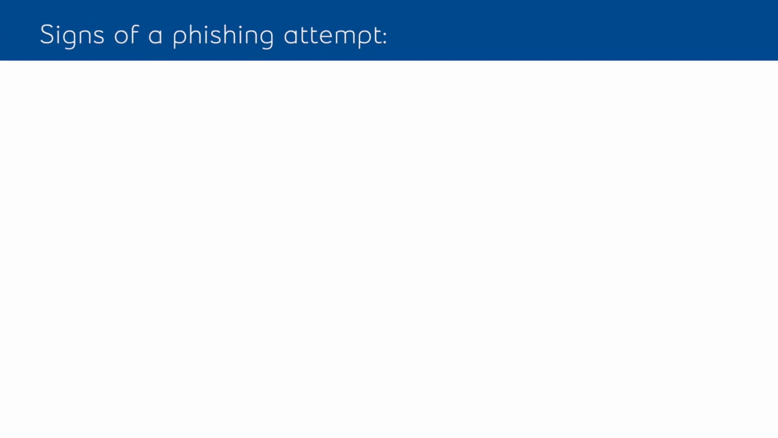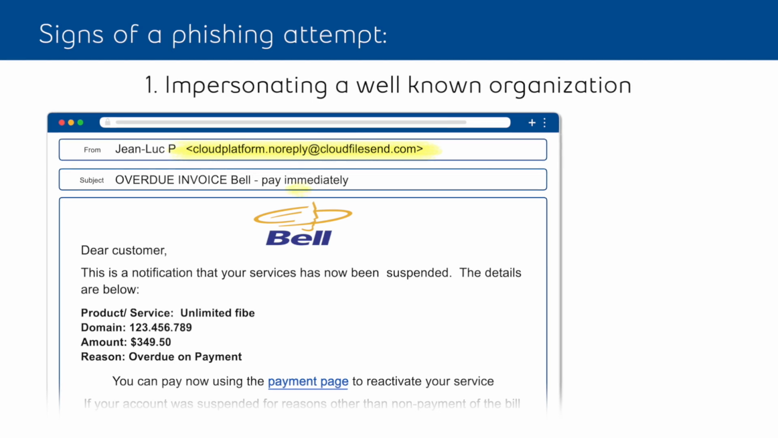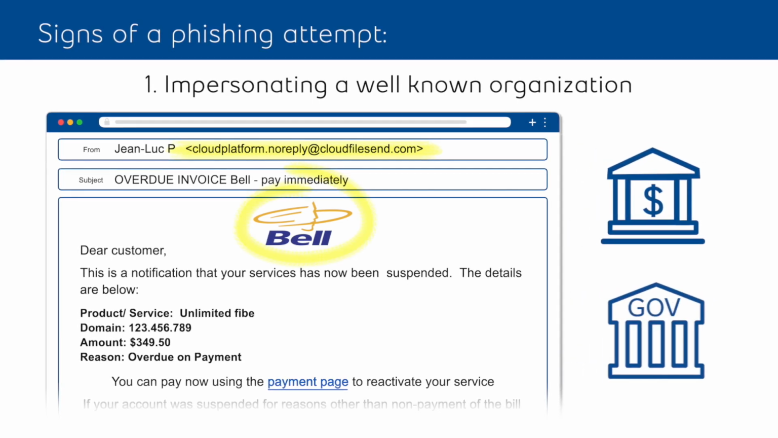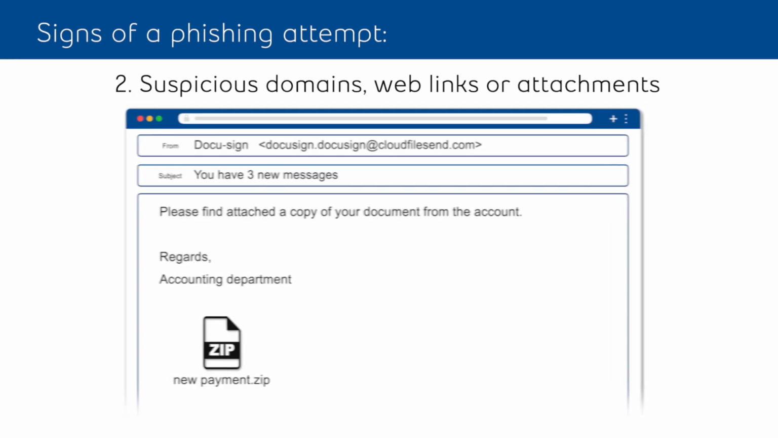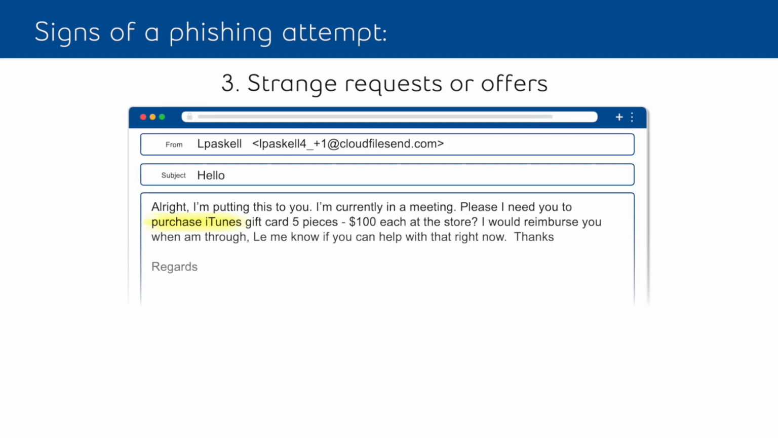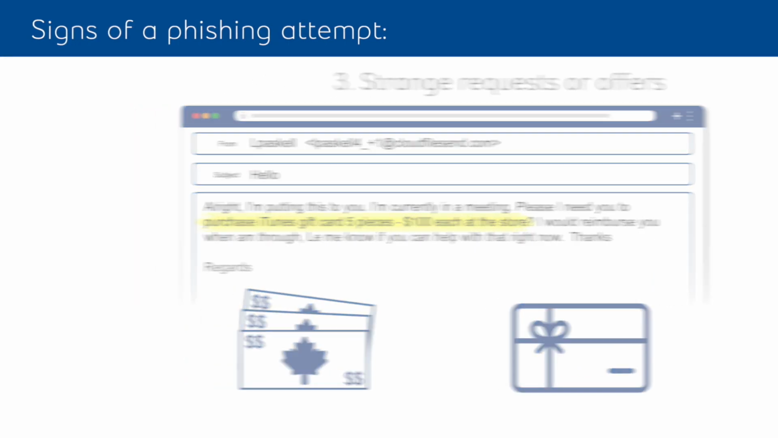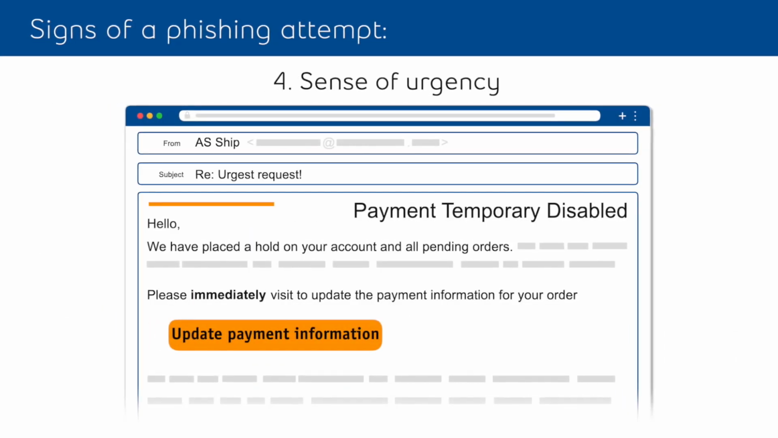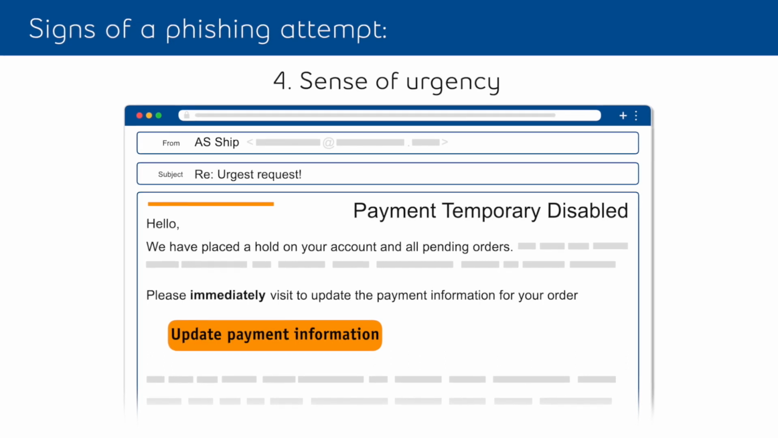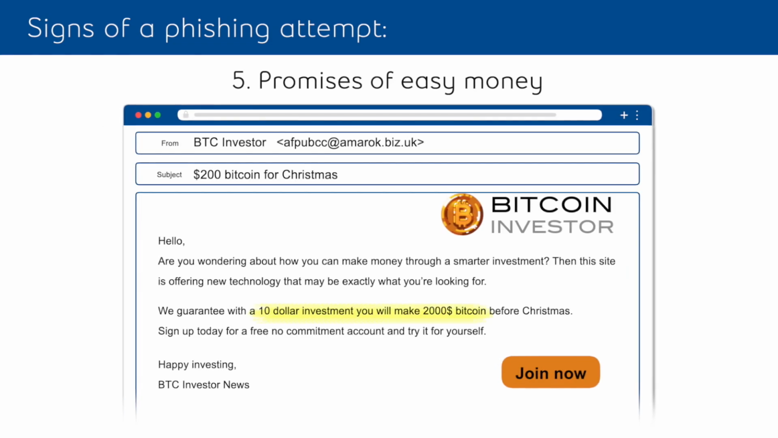The usual signs of a phishing attempt are: the sender is impersonating a well-known organization, such as a telecommunications provider, bank, or government agency. Suspicious and mismatched email domains, web links, or attachments. Strange requests, such as asking for personal information they should already have, offering unsolicited refunds, or buying gift cards. There is a sense of urgency to do something, such as clicking on a link or an attachment, filling out a form, or sending information. Promises of large sums of money or offers if you invest or pay up front.